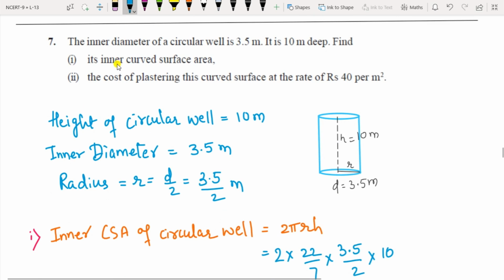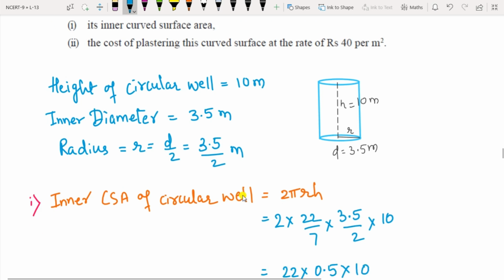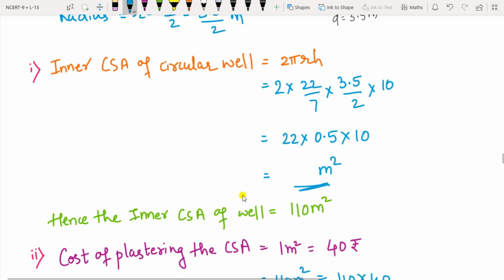Seventh question. The inner diameter of a circular well is 3.5 and its depth is 10 meter. You have to find the inner curved surface area and the cost of plastering this curved surface area at the rate of 40 per meter square. So the height of the circular well is 10 meter, inner diameter is 3.5, so the inner radius will be 3.5 by 2 meter. No need to find further in decimal, we are going to use it here in the formula. So the inner curved surface area of the circular well is 2 pi RH. Substitute the values here. So the inner curved surface area will be 110 meter square.